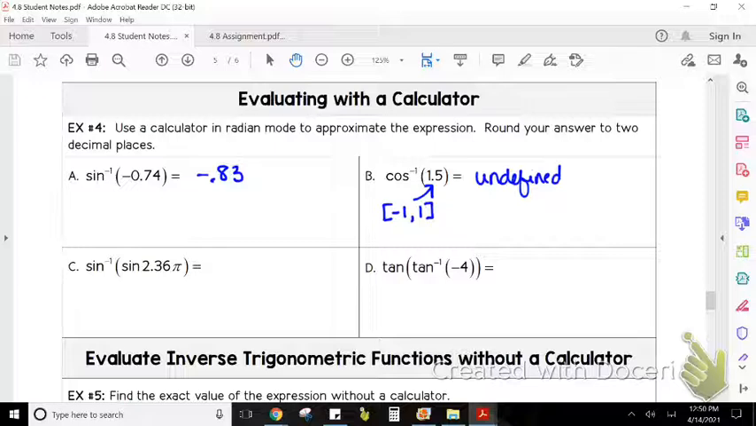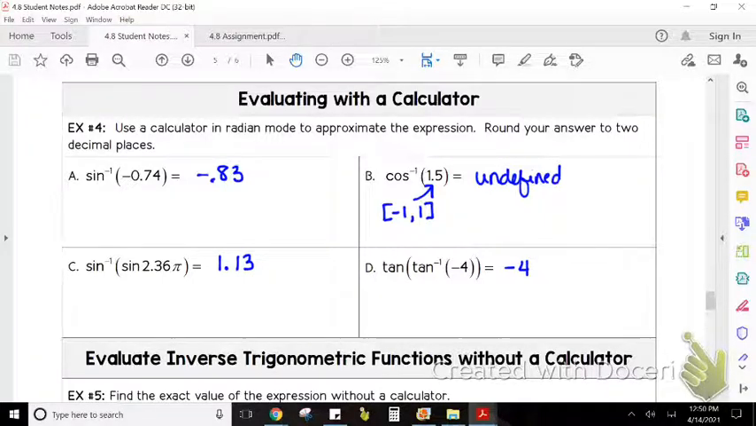What about C? If I have the inverse sine of 2.36 pi, I got 1.13. Anybody else get that? Yes. All right, good. And what about D? Tangent of the inverse tangent of negative 4. Negative 4. So you mean it equaled the number that was inside? How could that be possible? Because they cancel out.